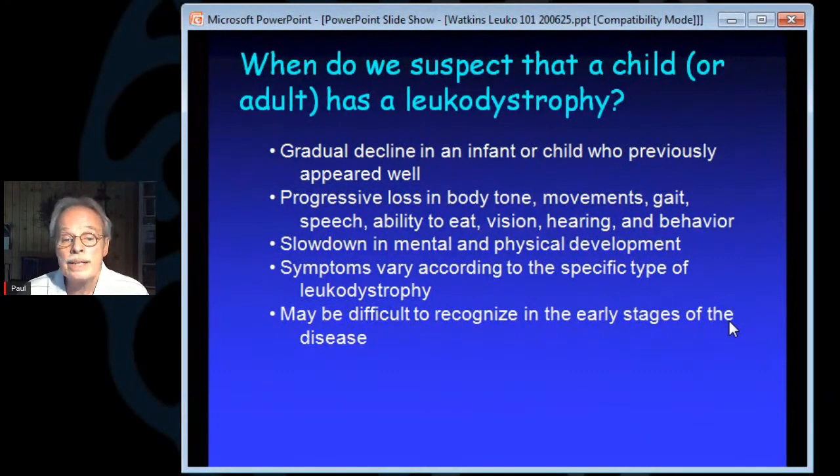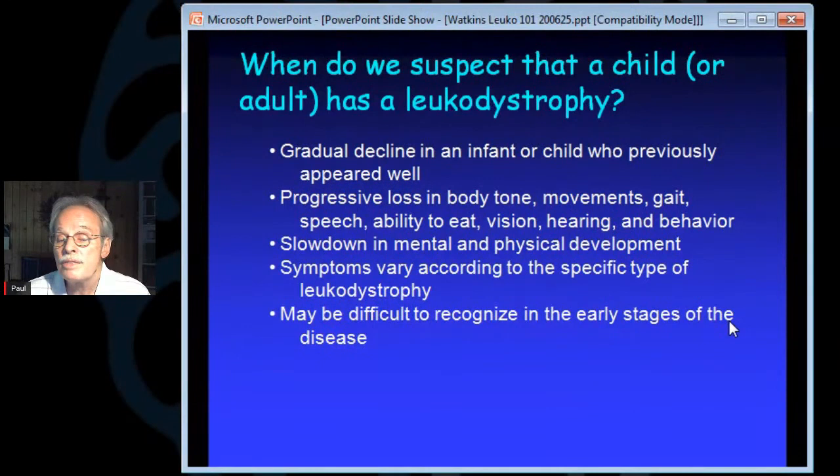Progressive loss in body tone, particularly in an infant. Does the infant become floppy, not able to hold his head up as well? Progressive loss of movement or change in gait if the child is walking, speech, the ability to eat, vision, hearing, and behavior. Any changes in these can be signs of leukodystrophy.